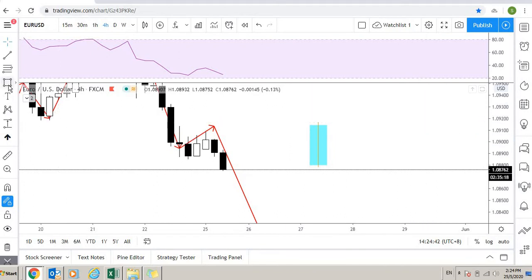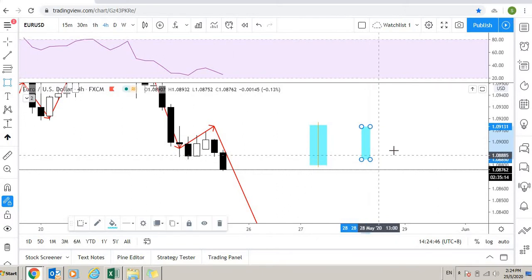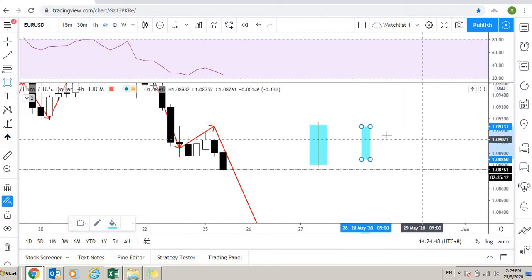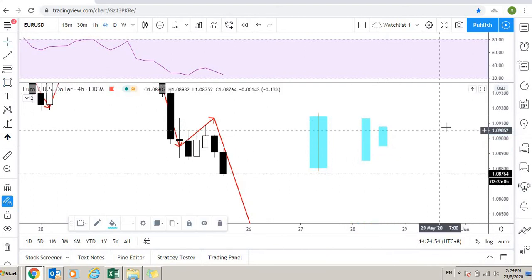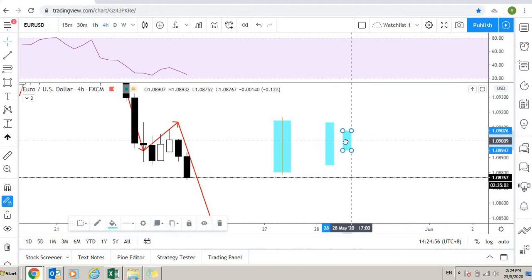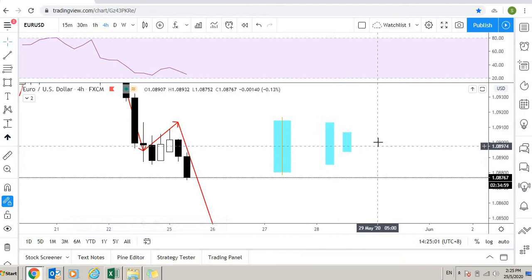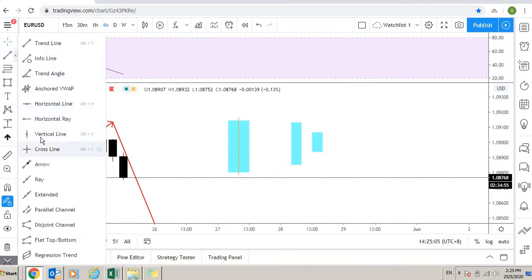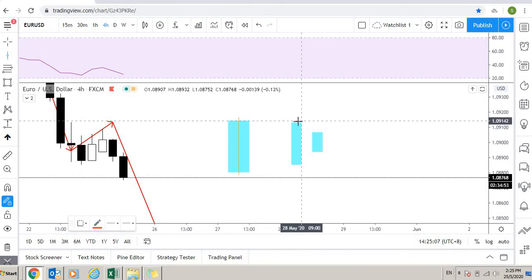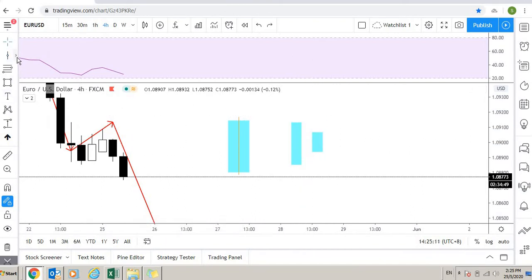Another thing we can look for is an inside bar. This is quite a popular setup in a smaller time frame. If you search online, you can see the inside bar continuation setup.